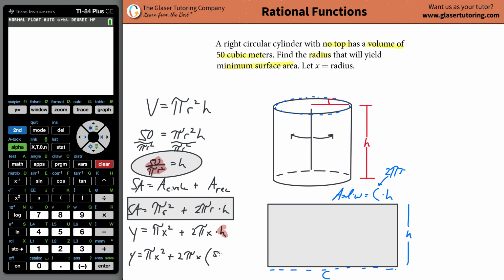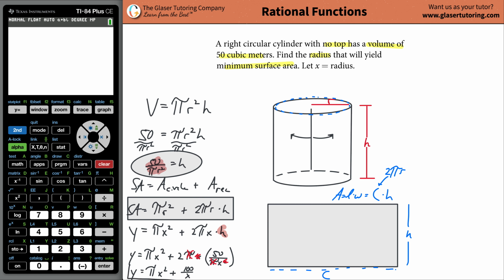So this is going to be 50 over pi r squared. I have only one unknown now. Also, the r became an x, so I should really make that x squared. Now with canceling, the pi's go bye-bye here. This x will cancel with one of those x's. Then you can clean this up: 50 times 2 is 100, and you're left with x in the denominator. So this is simply going to be pi x squared plus 100 over x.